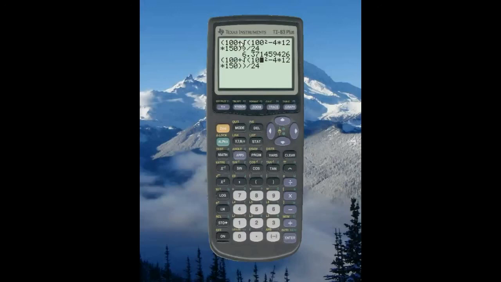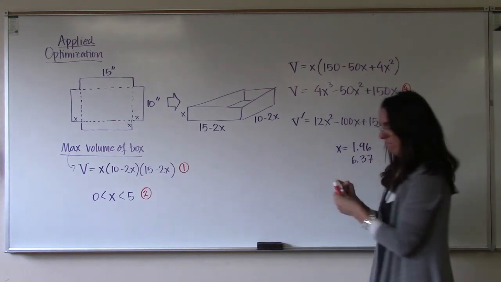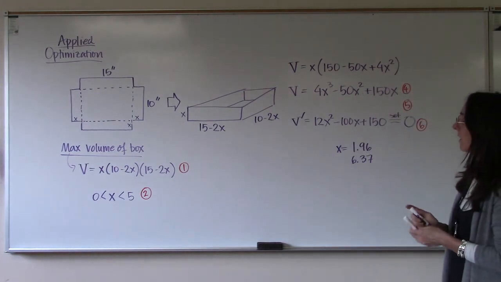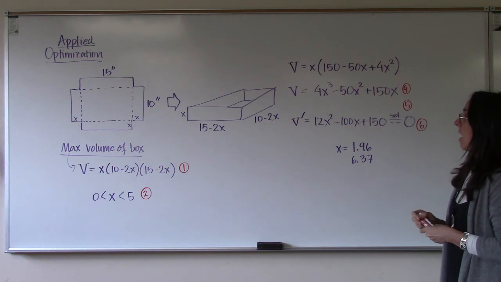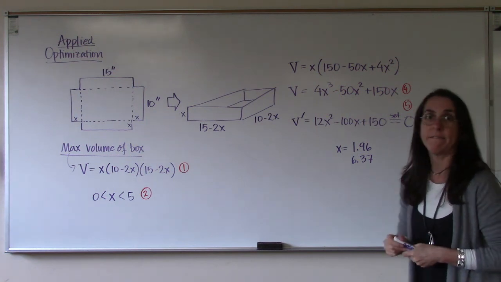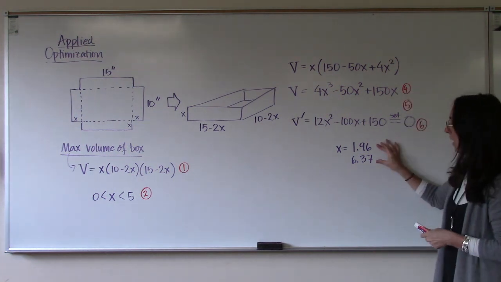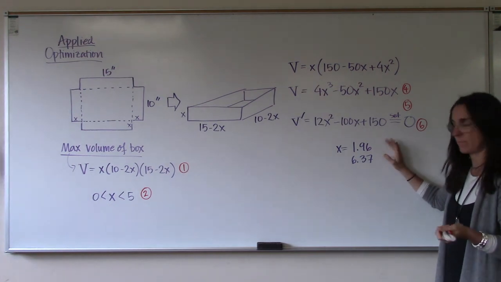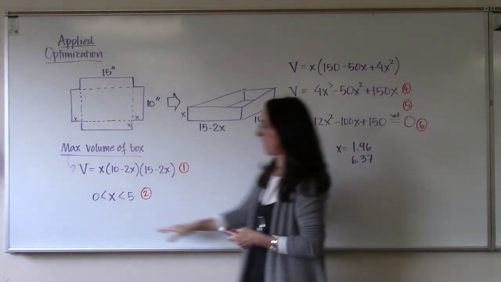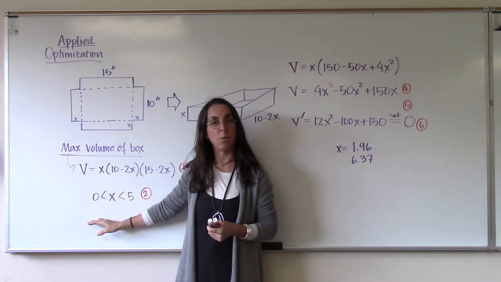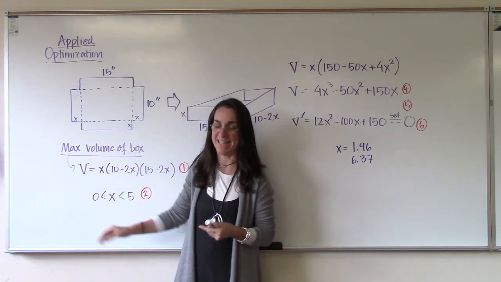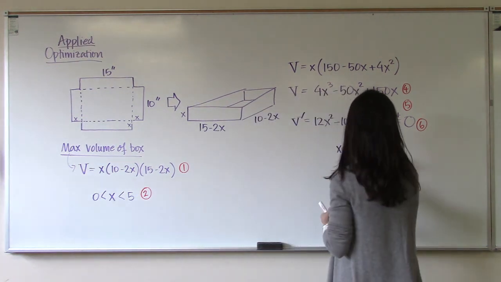So there's one solution, and the other one, we just need to change the plus right here to a minus. And there are the two solutions, 6.37 and 1.96. Okay, so using our calculator to compute the quadratic formula, we get these two answers. So which one do we want? Well, if x has to be between 0 and 5, then we don't want the one that's 6.37, right? So we'll throw that one out.